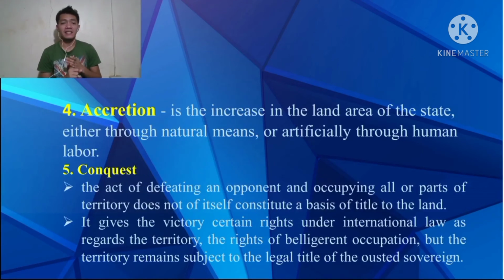The fourth one is accretion. It is the increase in the land area of the state either through natural means or artificially through human labor. Accretion is a gradual build up of land due to natural forces, the increase of actual land on a stream, lake, or sea by the action of water which deposits soil upon the shoreline. So accretion can be called Mother Nature's little gift for landowners.